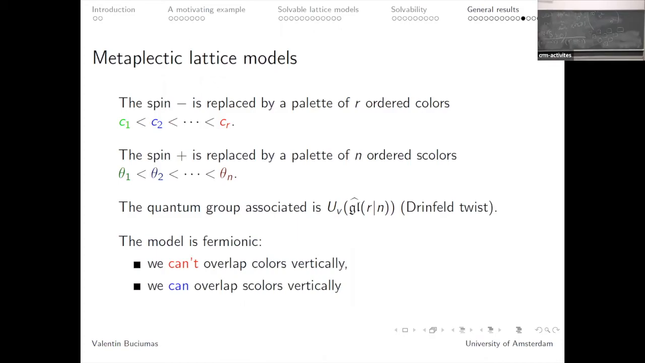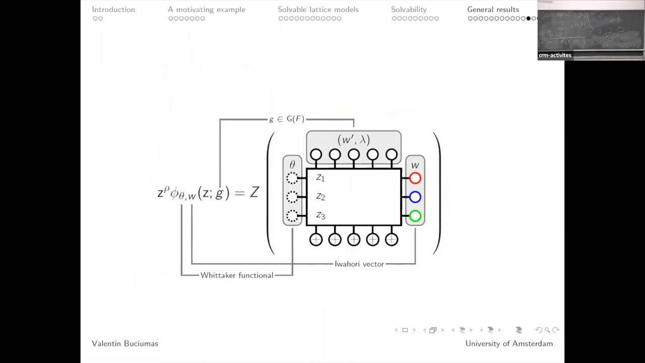The quantum group is U_q of GL hat (r|n). The model is again fermionic, which means we cannot overlap colors vertically, but we can overlap scalars vertically. This is because the scalar lives in the odd part of the quantum group, and when you take an alternating sum of odd elements in the odd part of a module, they behave like you would take the symmetric sum somehow. What I'm trying to say is that this statement is correct, even though I'm saying here that we can overlap scalars. And now the right boundary condition will depend on a W element.